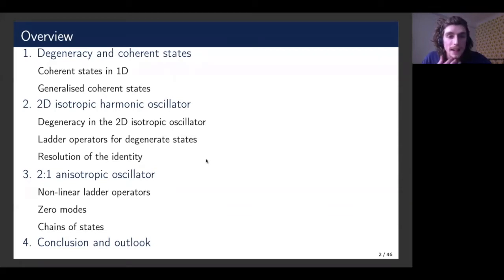And then lastly, the main point of this is to apply this to the 2-1 anisotropic oscillator to construct a type of coherent states for the 2-1 oscillator, which has ladder operators and many chains of states, but we find that we need to introduce nonlinear ladder operators to generate these states.